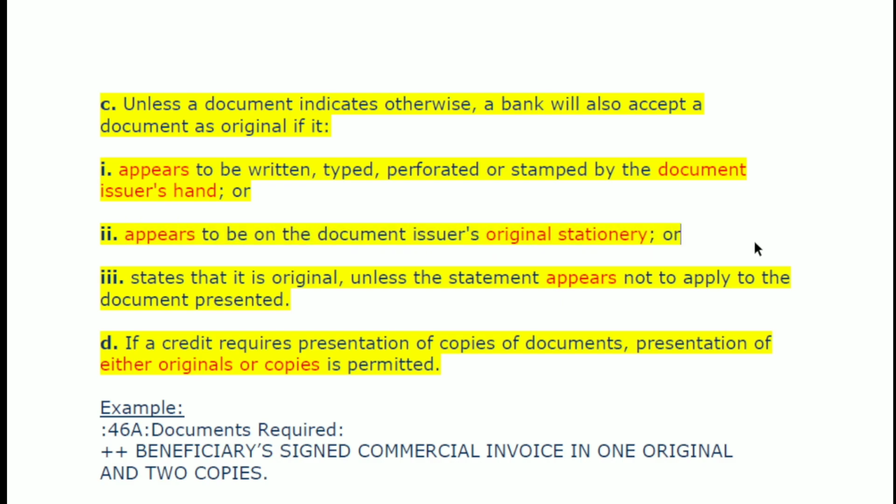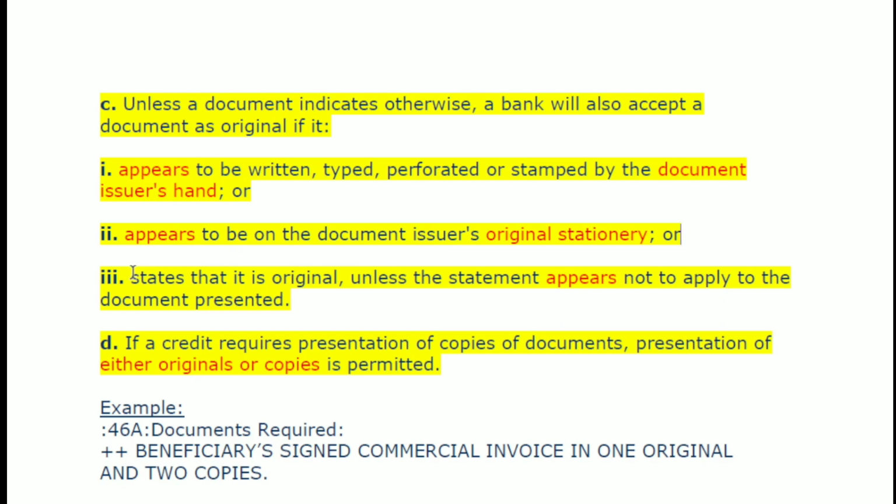Subclause number 2 states, a bank will also accept a document as original if it appears to be on the document issuer's original stationery. Here original stationery means original letterhead. So any document prepared on the letterhead of the issuer, without any signature, can also be treated as original.